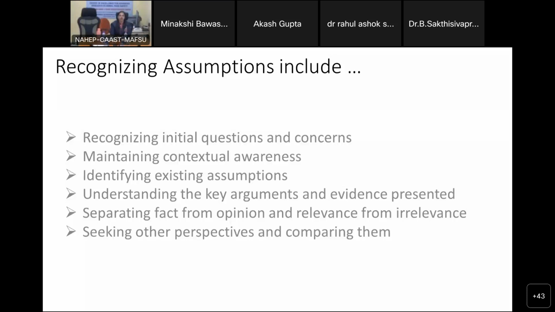All right. And then separating facts from opinion and relevance from irrelevance. So if you're making 10 assumptions, see whether the arguments based on those assumptions are going to be relevant or not. If they are not relevant, take them out. Don't consider that.